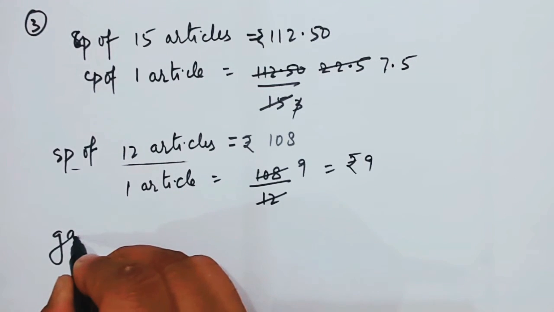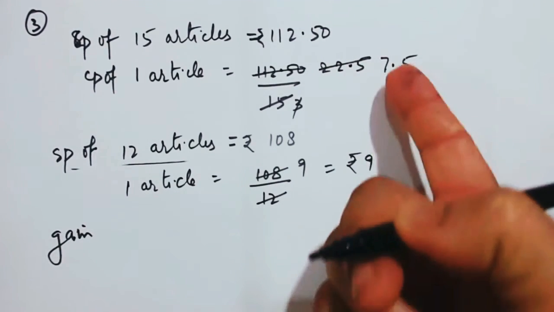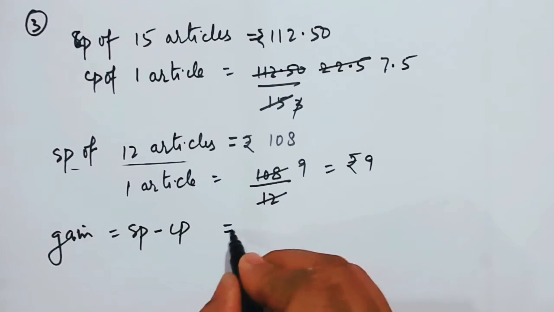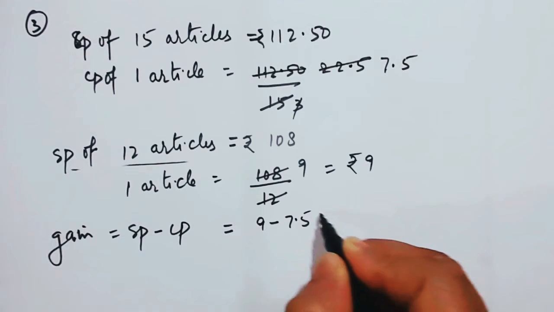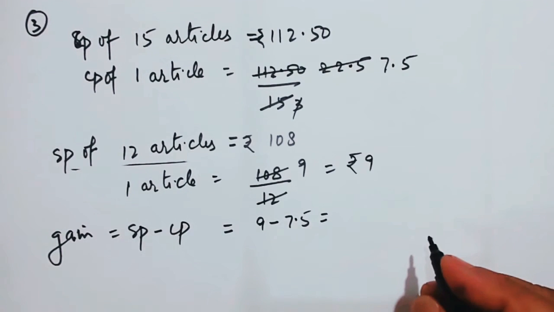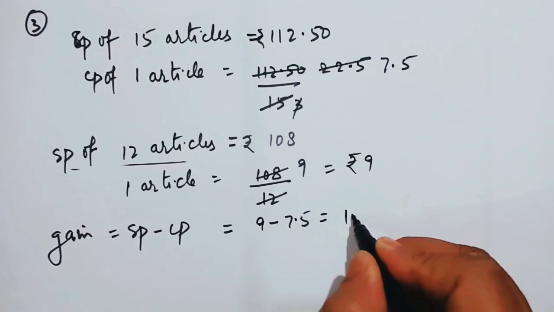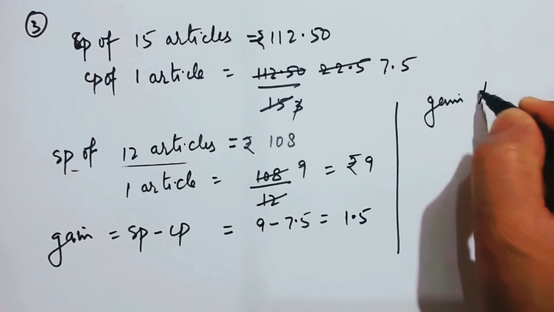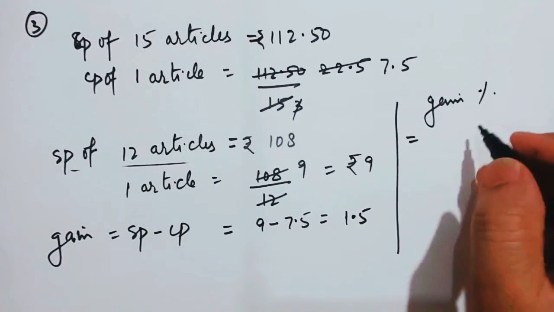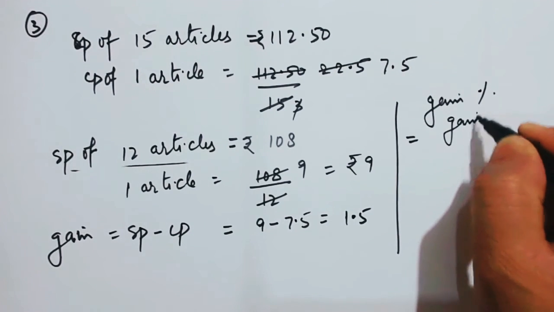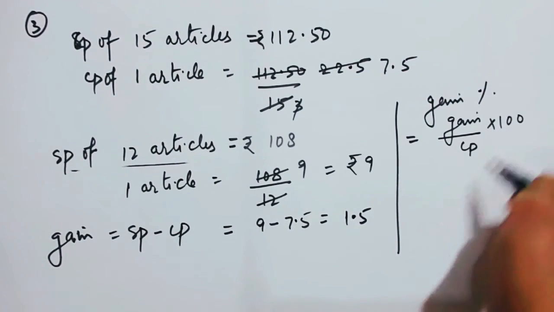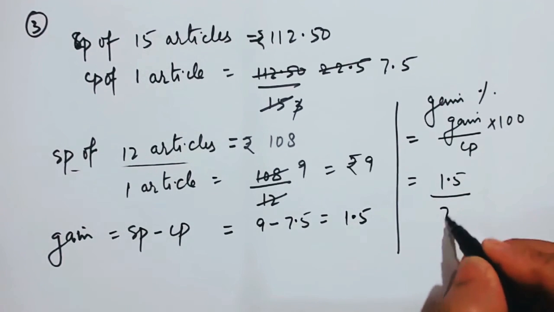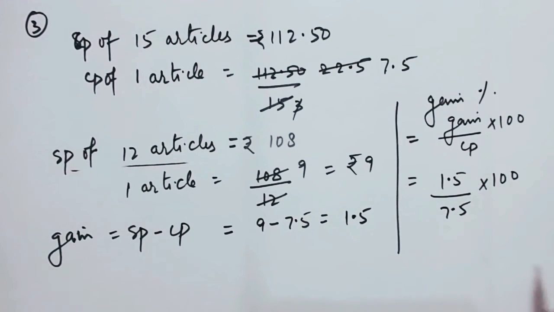So gain will be how much? Of course there will be gain, the selling price is more than the cost price. So gain is equal to SP minus CP, that is 9 minus 7.5, equal to 1.5. So gain percent will be equal to, do you remember the formula? Gain by CP into 100. Gain is 1.5, CP 7.5, into 100, isn't it?